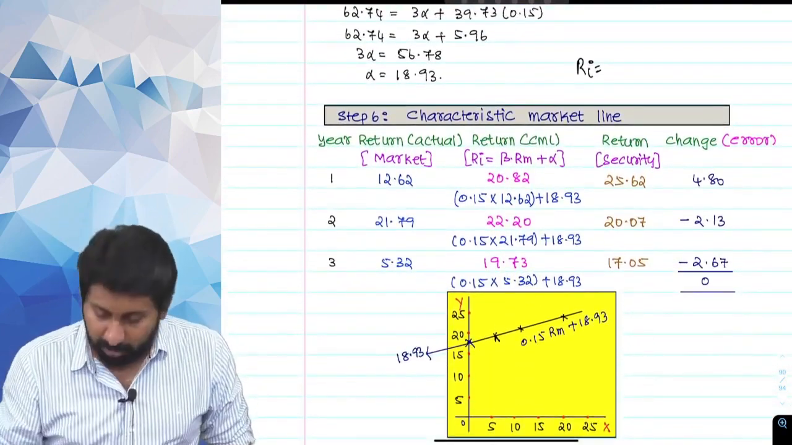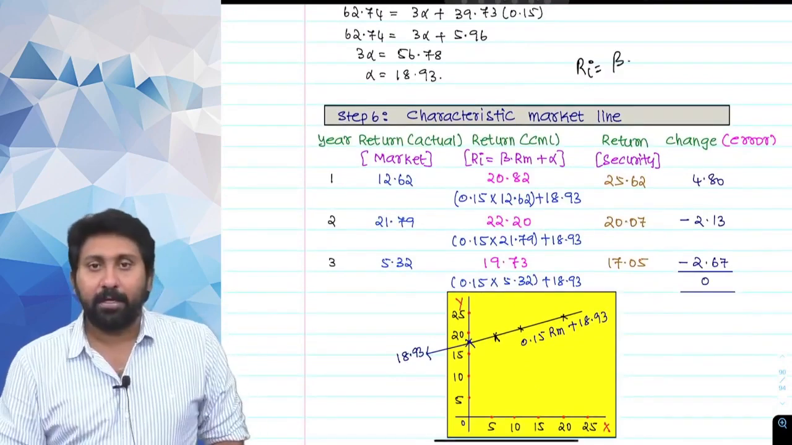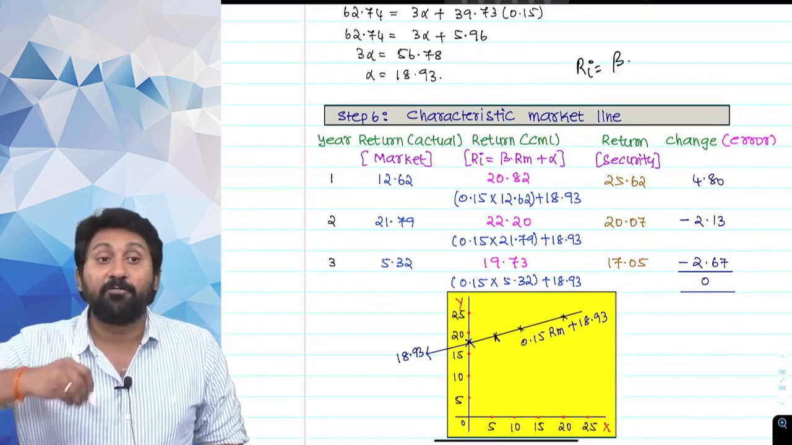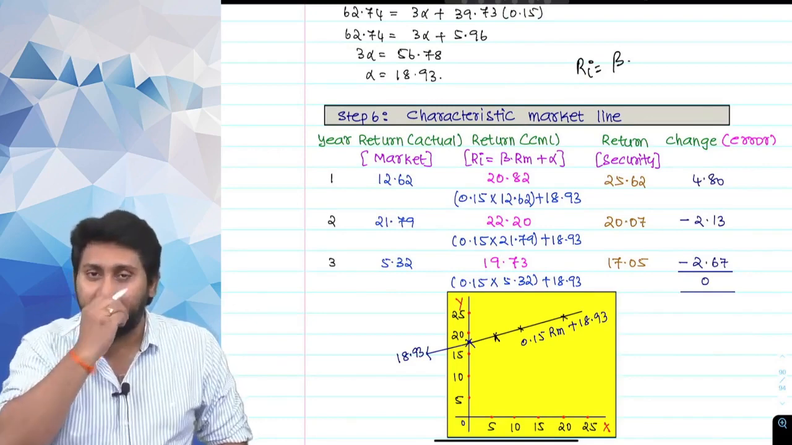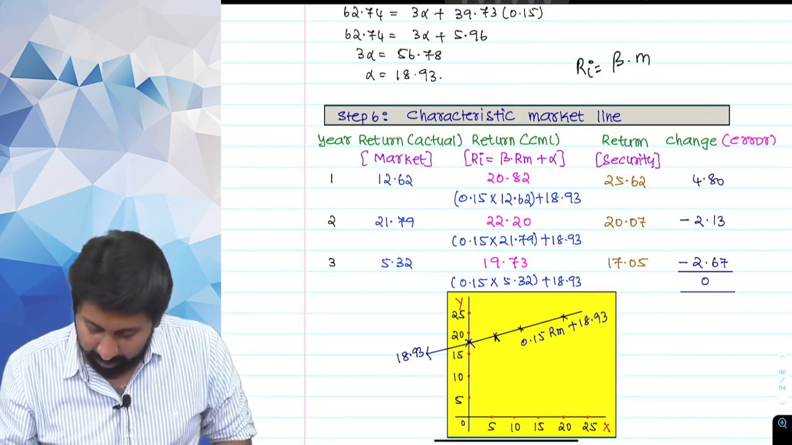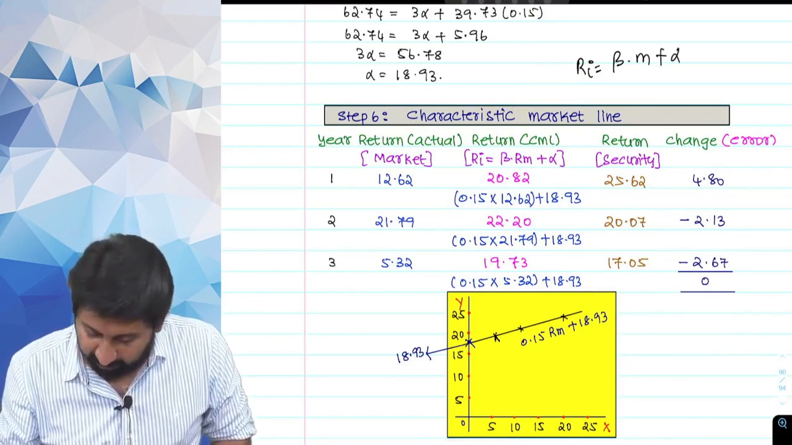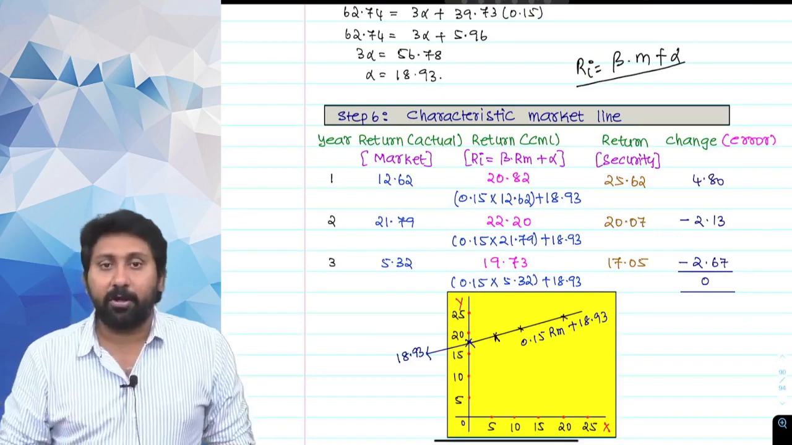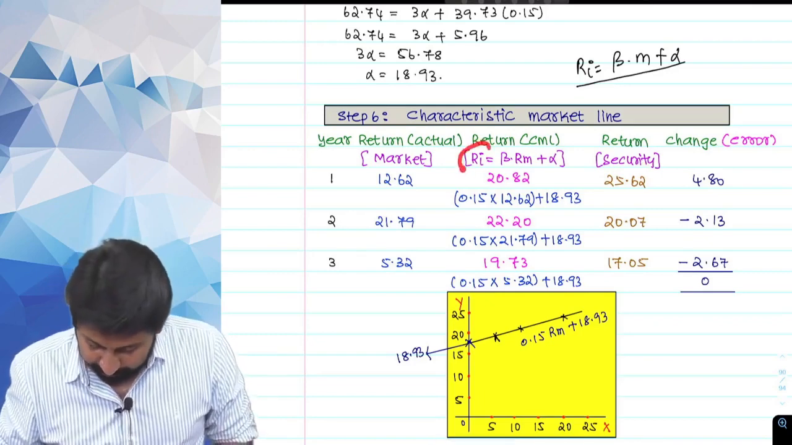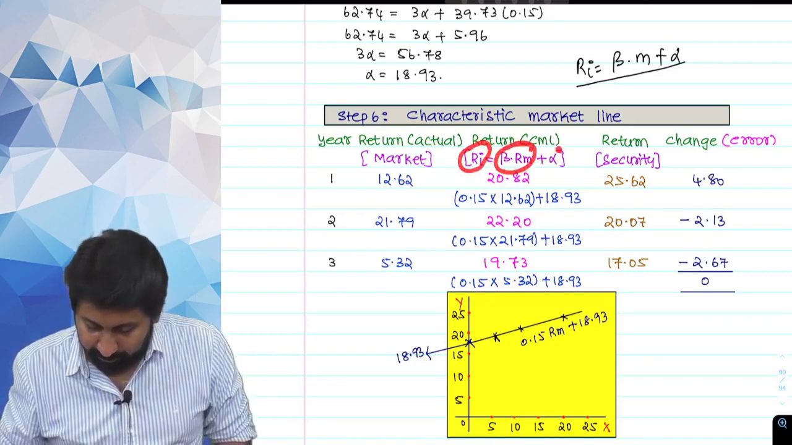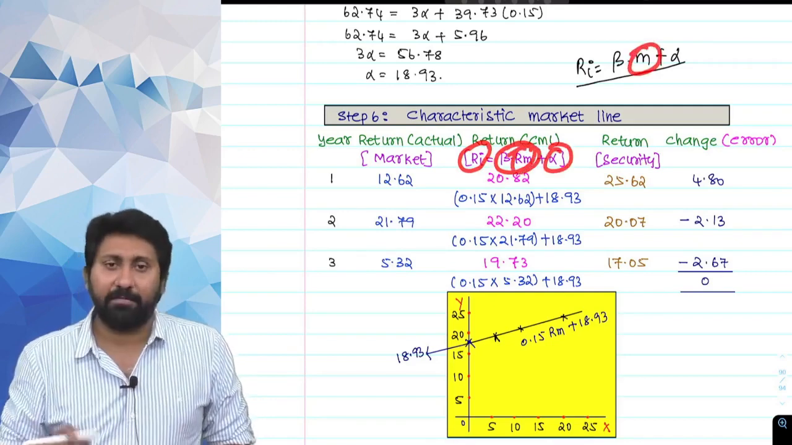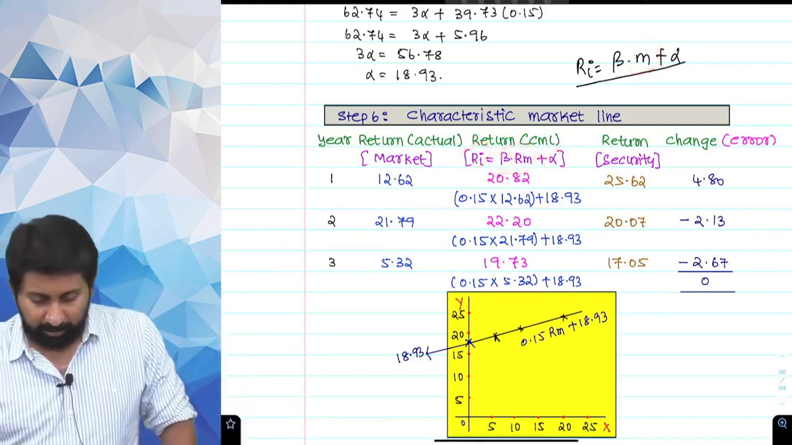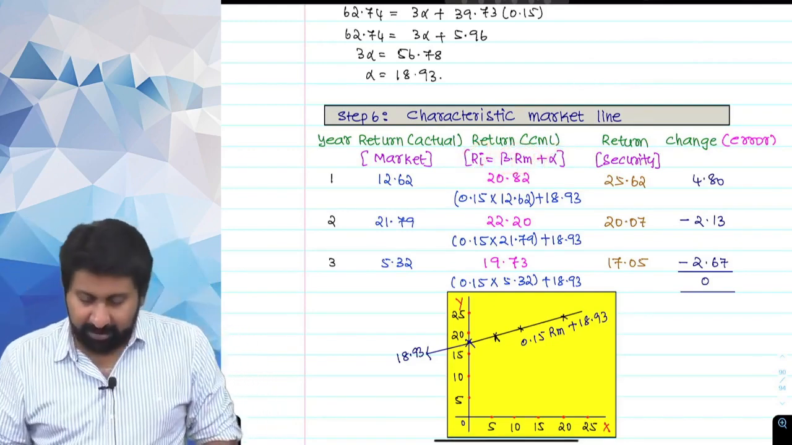M means slope. Slope here represents what? Beta. And x means what? The influencing variable. What influences the security? The market. Plus c, the constant, is what? Alpha. So security return equals beta m plus alpha. Instead of m, they will write rm, the return from the market. Now, beta rm plus alpha.